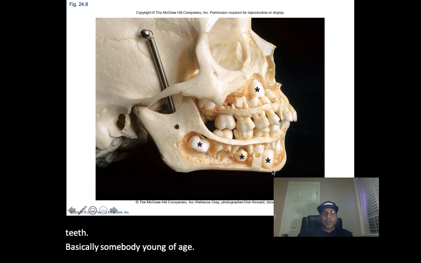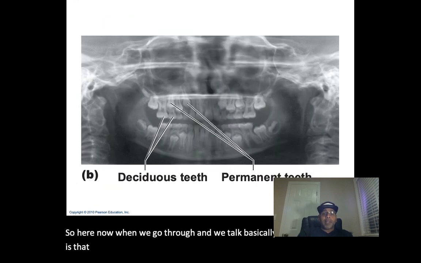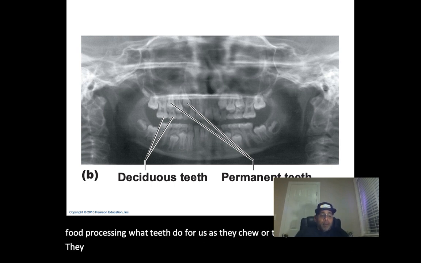When we talk about teeth, their function is that they're involved in food processing. What teeth do for us is they chew, or masticate, food by opening and closing our jaw.